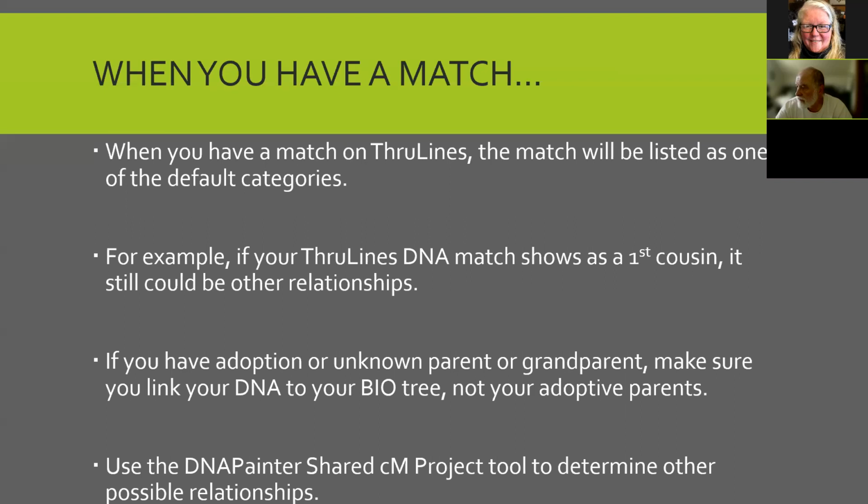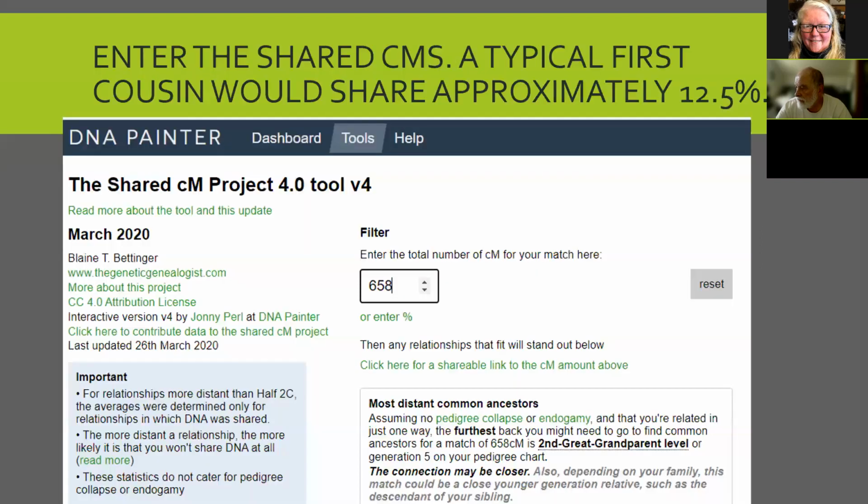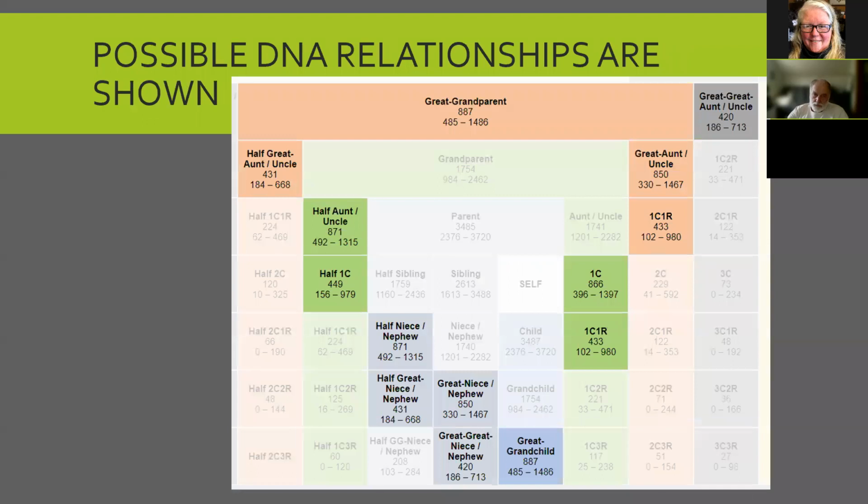This is something that happened in my family where I had to actually detach someone from one of my parents so that I wasn't getting errant messages from ThruLines. And I use the DNA Painter Shared Centimorgan Project tool to determine other possible relationships for people. I can enter the shared centimorgans and see whether the percentage of DNA is right or what other kinds of relationships they can be. We've talked about this before. This is on DNA Painter, and it's one of the free tools that you don't even have to log in to use.